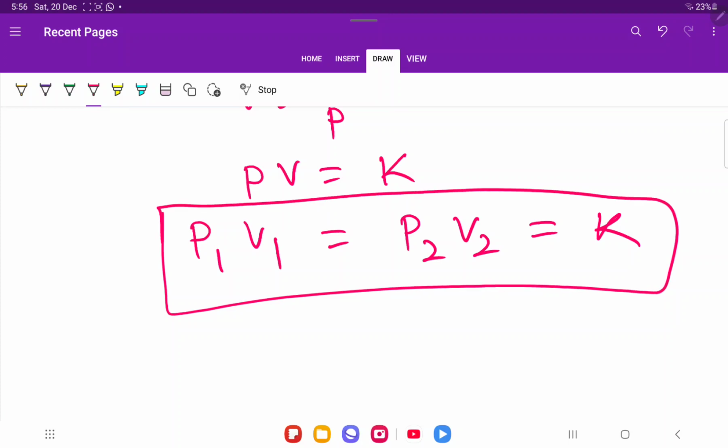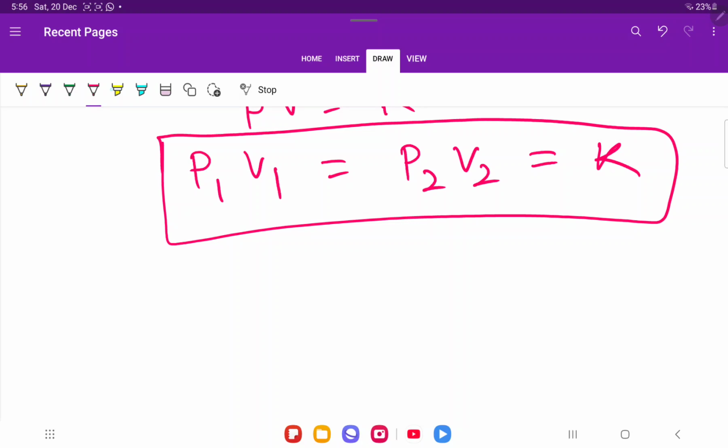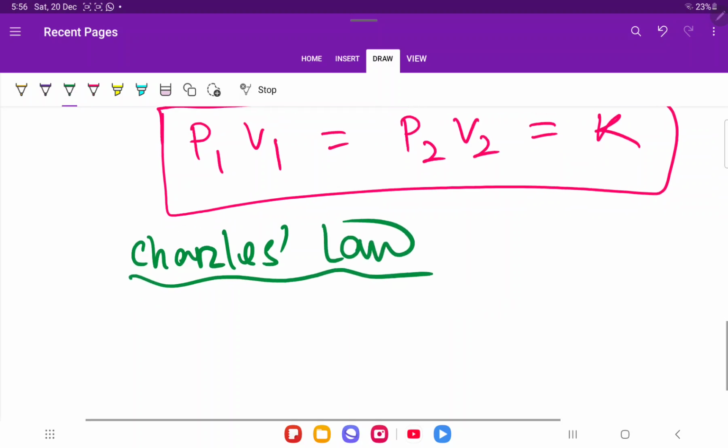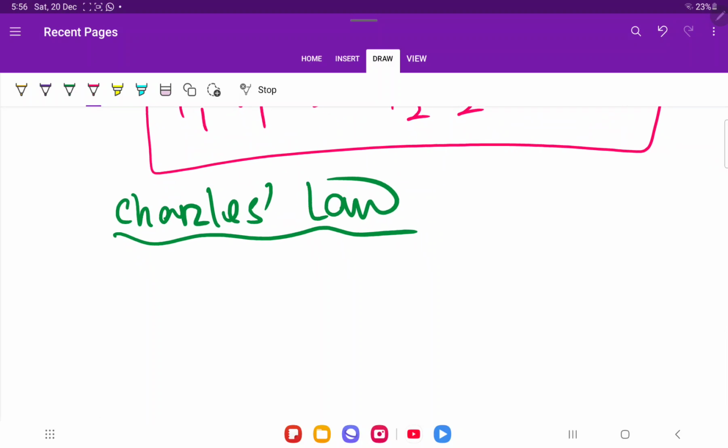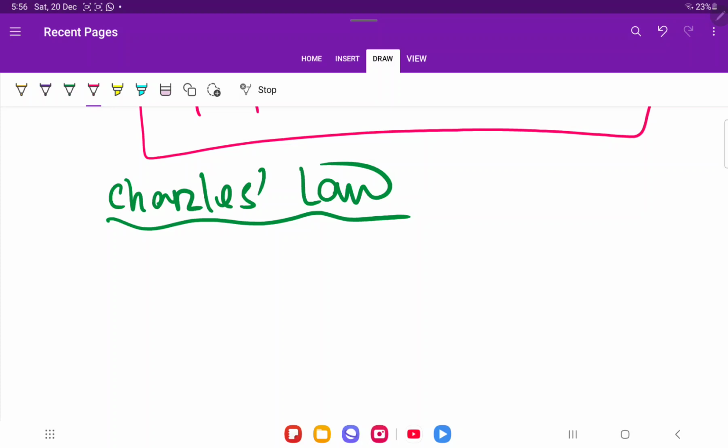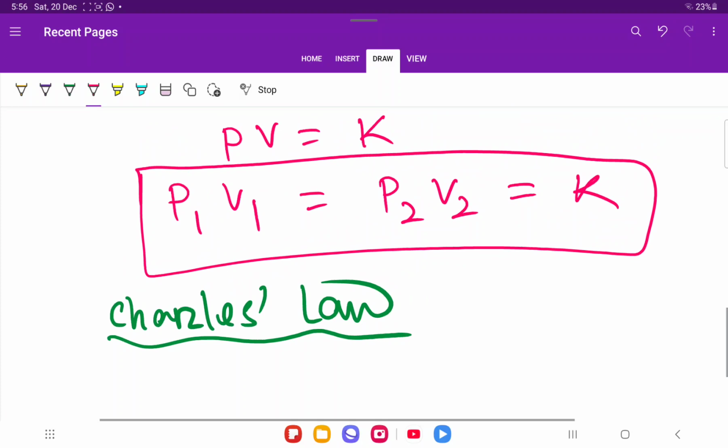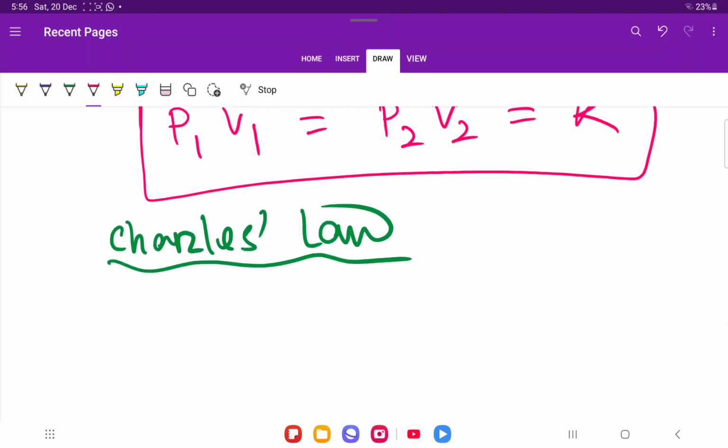Now we'll come to the Charles's law equation. What this law is stating is that if the pressure is remaining constant, right, whereas in Boyle's law temperature is constant, here the pressure is remaining constant, the volume of a given mass of dry gas is directly proportional to its absolute temperature, right? Absolute temperature is represented as T.